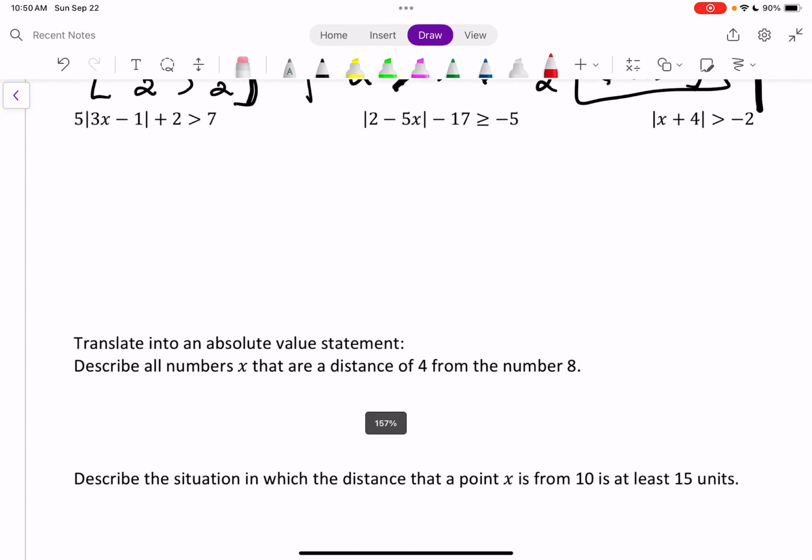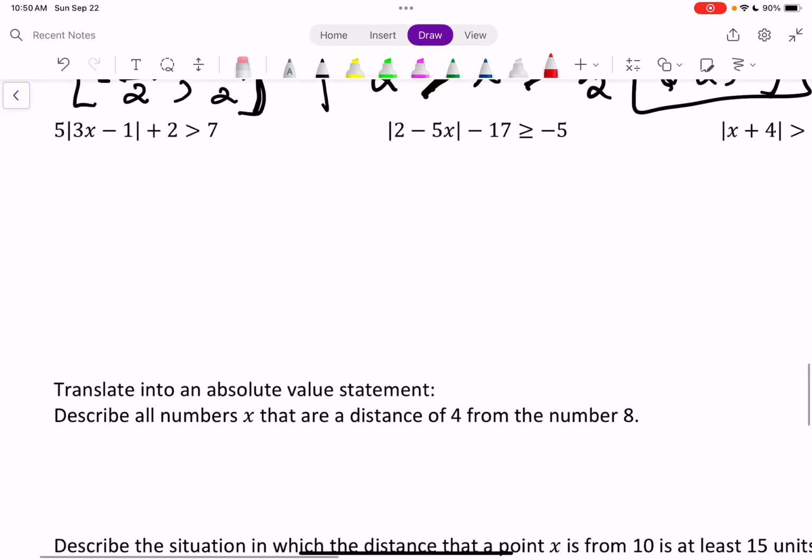All right. And then here are a couple more that say greater than. So for these, I just made them, even though it says greater than, it doesn't matter. I just try to introduce more steps, as in isolate the absolute value first. So minus the 2, divide by 5.